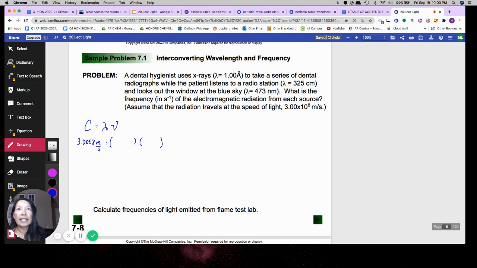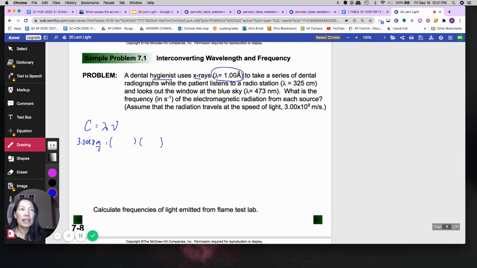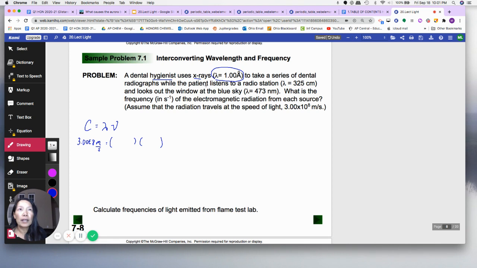So a dental hygienist uses X-rays. Ooh, scary, right? With a wavelength of 1.00 angstroms to take a series of dental radiographs. Okay, so let's just do that one problem. What is the frequency of that?